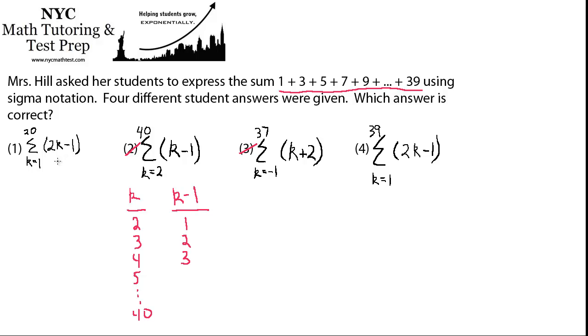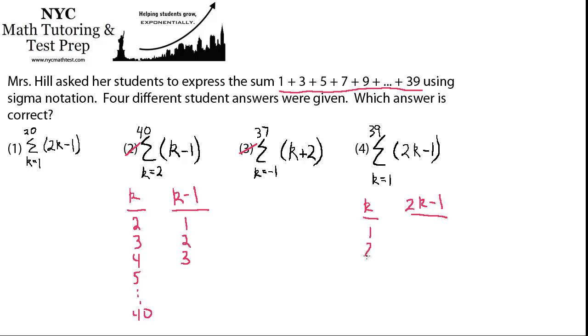So now the only question that we have to settle is, does k go from 1 to 20, or does k go from 1 to 39? And again, we can use the table of values. So let's try this one here. K and 2k minus 1, and then we can substitute in our values.